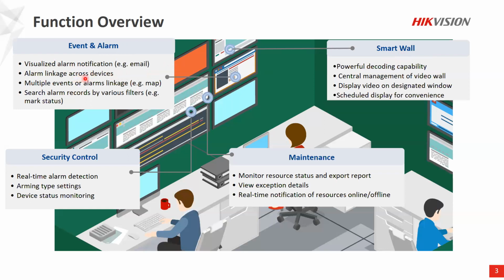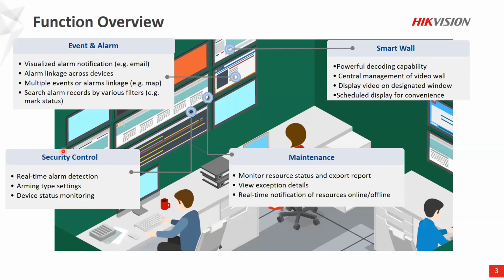Alarm linkage across devices, so we can have one device trigger another device to create an alarm that way. Multiple events and alarms: we can link different events and alarms to pop up on maps and so forth. And then we also need to be able to search for those alarm records. Obviously we want to put filters on there so we don't just show all the logs. We want to look for specific logs.